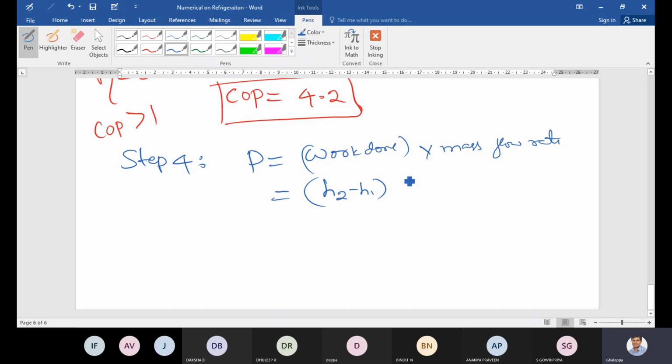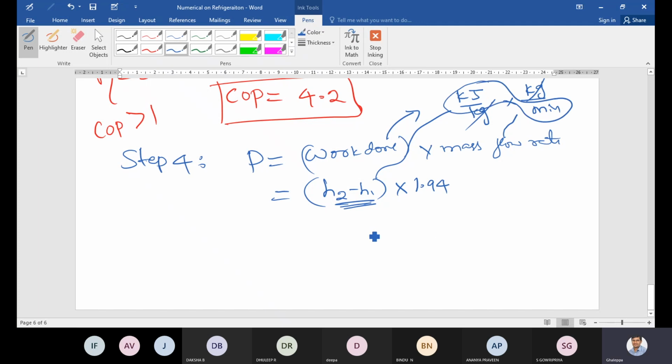And what is mass flow rate? How much did you get for mass flow rate? 1.946. My dear students, we have to be careful when you are multiplying these two. The values look the same, but you will get different answers. Work done is the difference between these two. What is the unit? Kilojoule per kg. What is the mass flow rate unit? Kg per minute. Once you multiply these two, you should get kilojoule per minute. But it is not power. You have to convert into kilojoule per second.